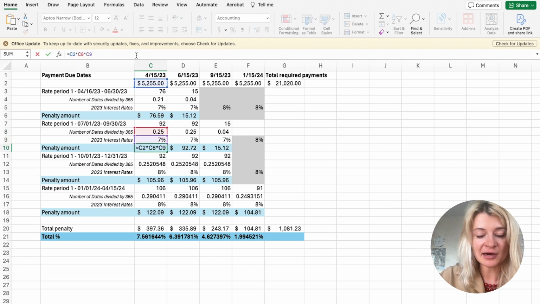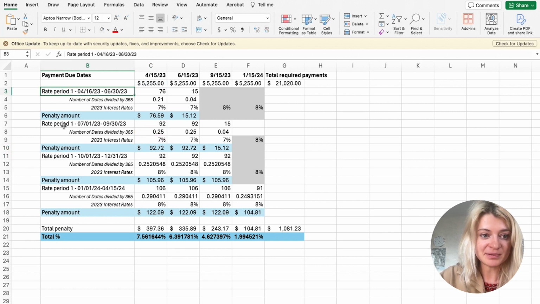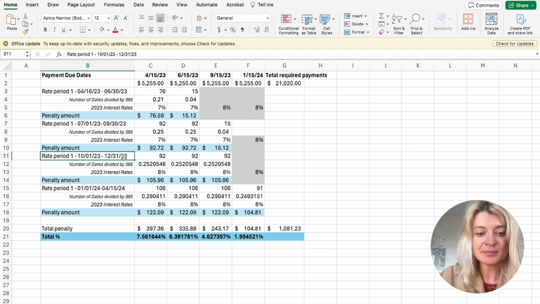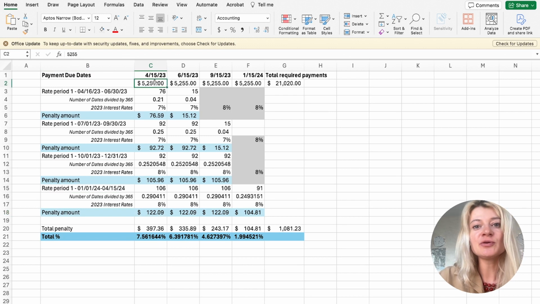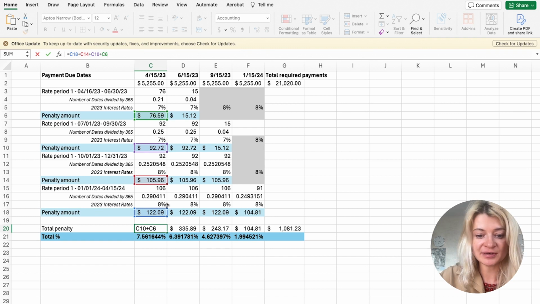And this will be our penalty for that period. In any case, we do it for each of those rate periods: 1, 2, 3, 4. The rate periods end June 30th, September 30th, December 31st, and then April 15th. So for this first Q1 payment, for a full year not paying that Q1 estimate will make the total penalty of $397, and that will consist of those three amounts.